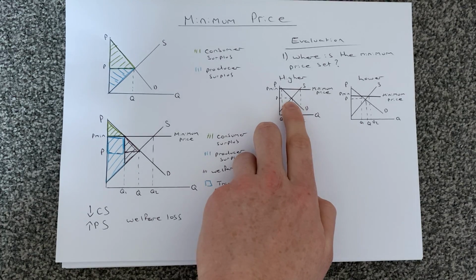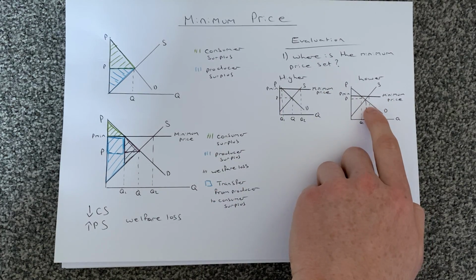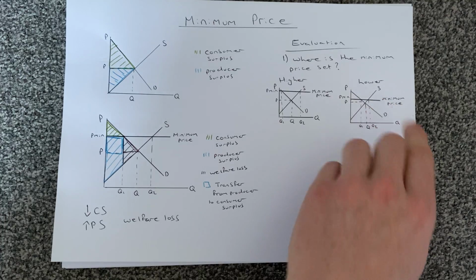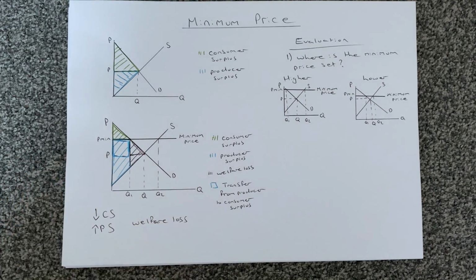Right, so we've got our two diagrams, and this clearly shows a minimum price which is set far greater than the original market equilibrium, and this diagram here shows a minimum price which is just set slightly above the original market equilibrium. And obviously we can elaborate on how this impacts upon producer and consumer surplus.